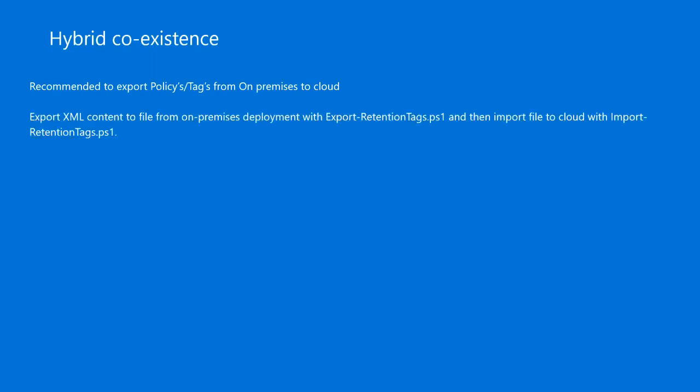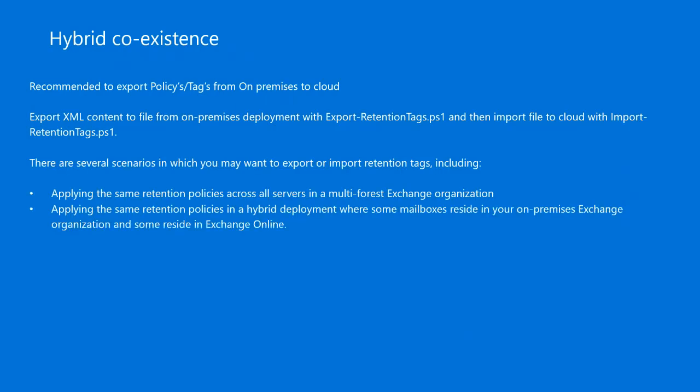We have scripts for doing it. You can export the XML file from your on-premises using the Export-RetentionTags.ps1, and you can import them to the cloud using the Import-RetentionTags to maintain consistent policies across your organization. And in different scenarios, which we already talked about, if you have a multi-forest section in your organization, you can have the same policies replicated across each forest. And in a coexistence scenario, your on-premises and your cloud also should have the same policies.